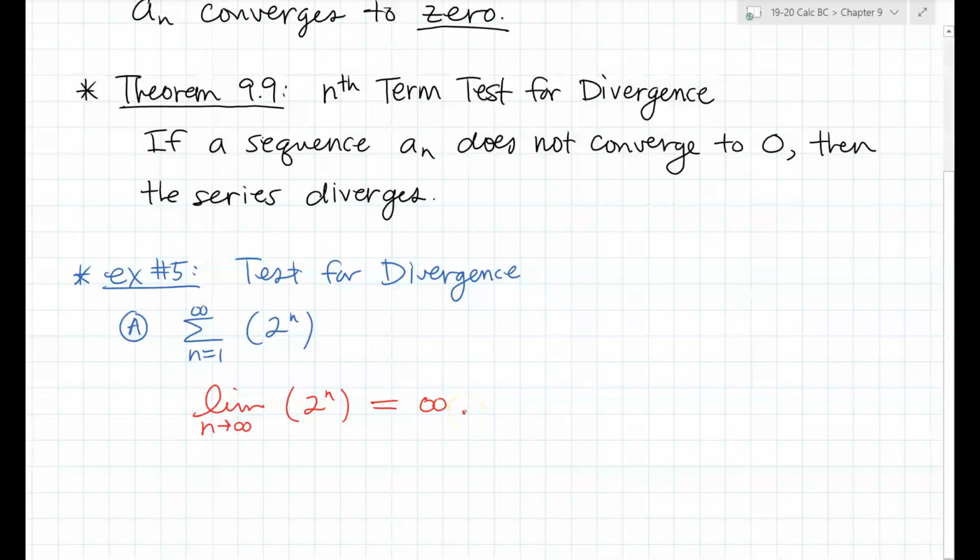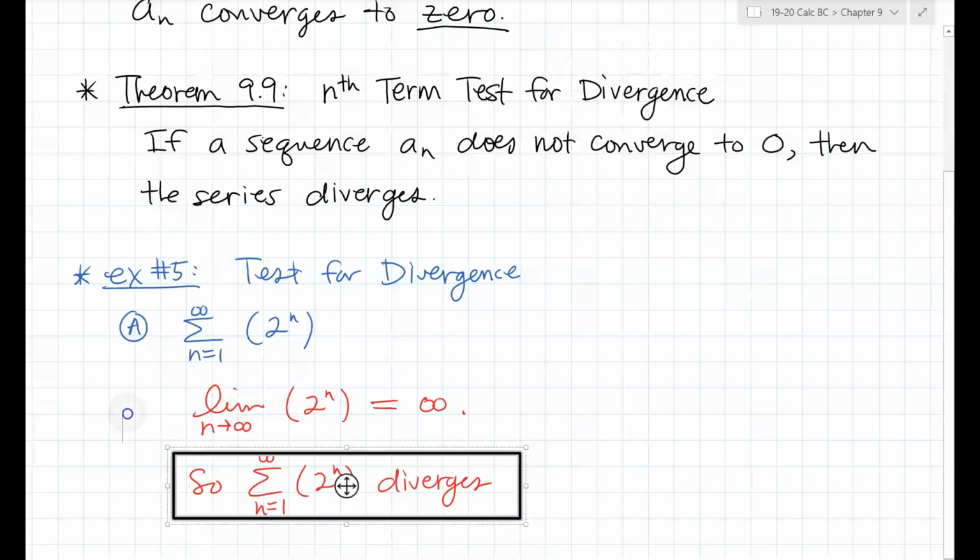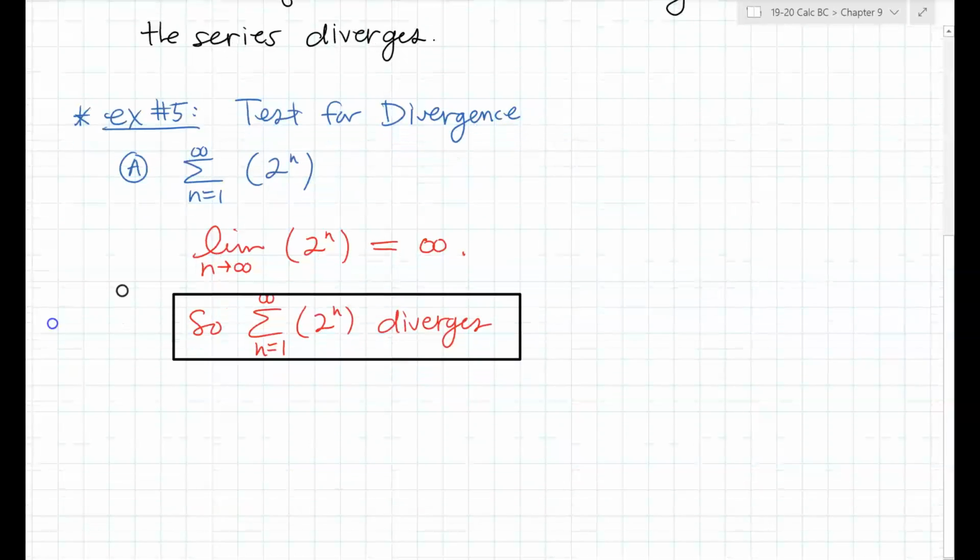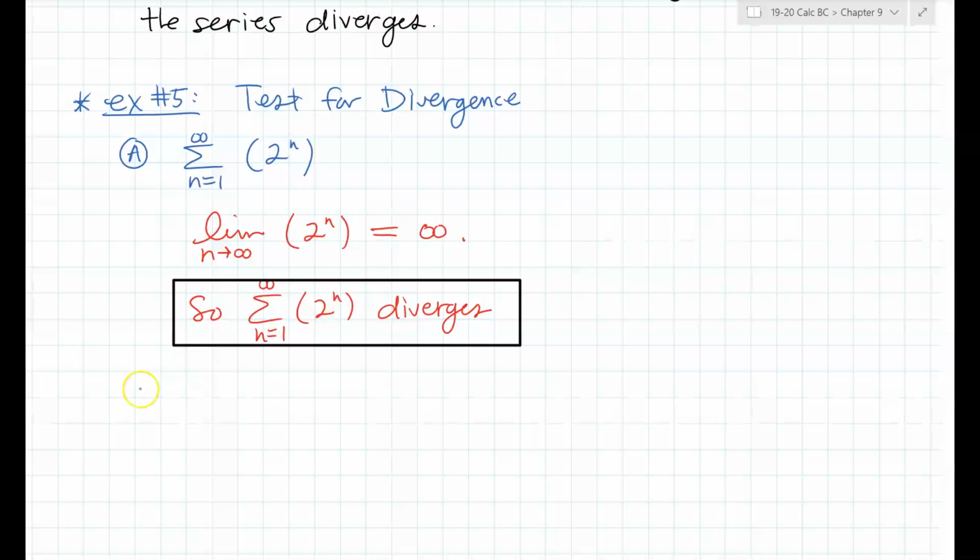So I'm going to say, so this series diverges. And that's it. That's the test. Okay, so that series diverges because the sequence did not go to 0. Yeah, you're just checking to see what occurs with that sequence. So here's another one.